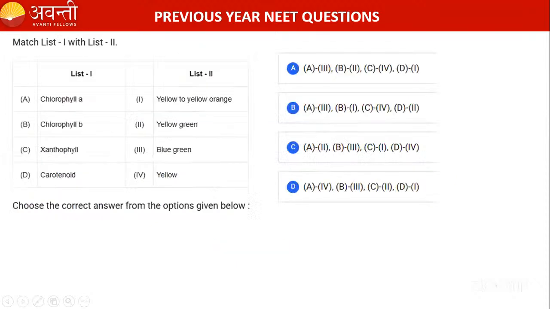Then here I am giving a match the following question. You have to match. So we see here a very simple question. This was also given in the 2024 exam. Here you have to match the color. So many of you will get confused here. Can you tell me the answer in the chat box, guys?